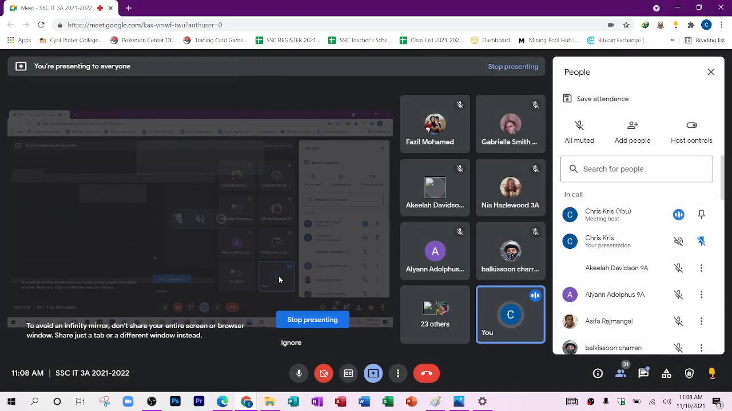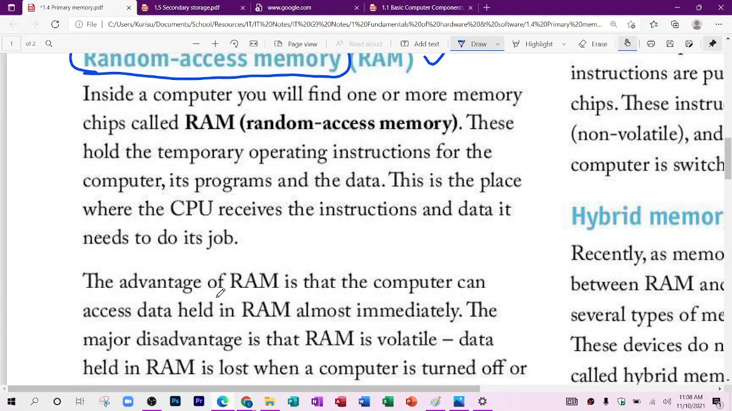And our next reader, Asifa, are you with us? Yes, sir. All right, can you read the next 2 paragraphs for us?